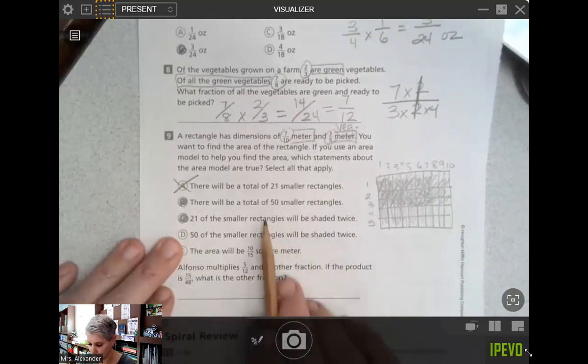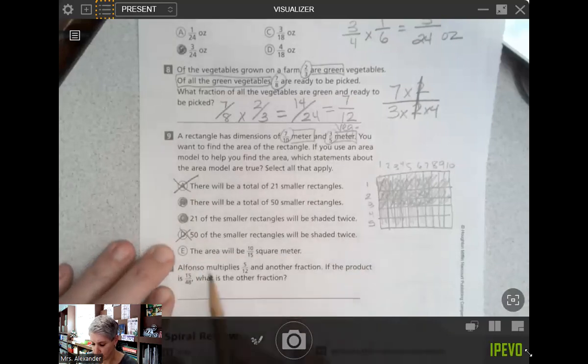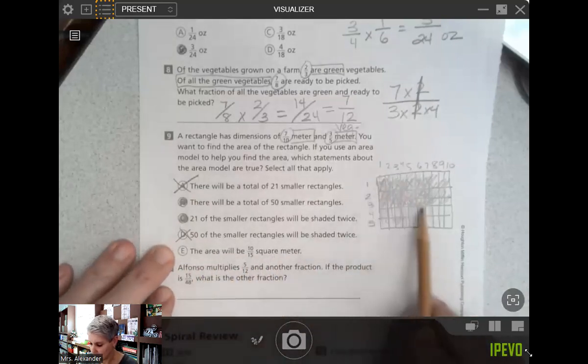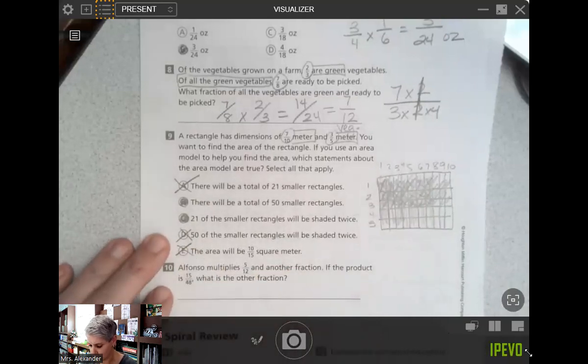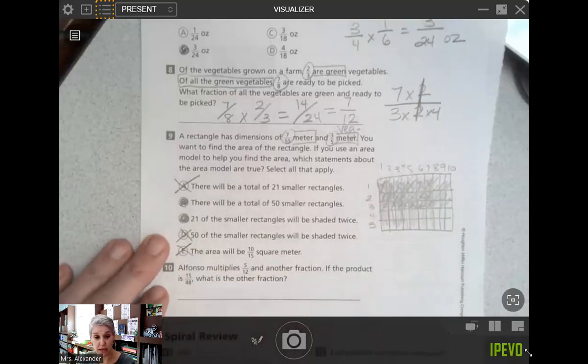50 of the smaller rectangles will be shaded twice. Well, nope, I just said that 21, so that's no good. The area will be 10/15 square meters. The area here would actually be 21/50 square meters, so that's not good either. All right, looks like B and C there.